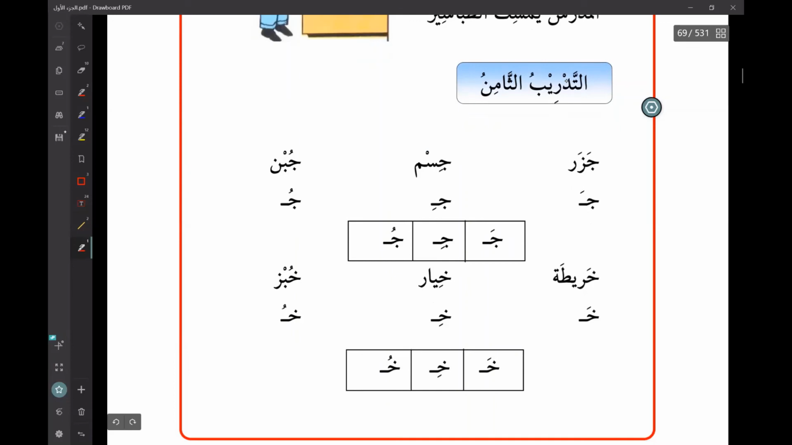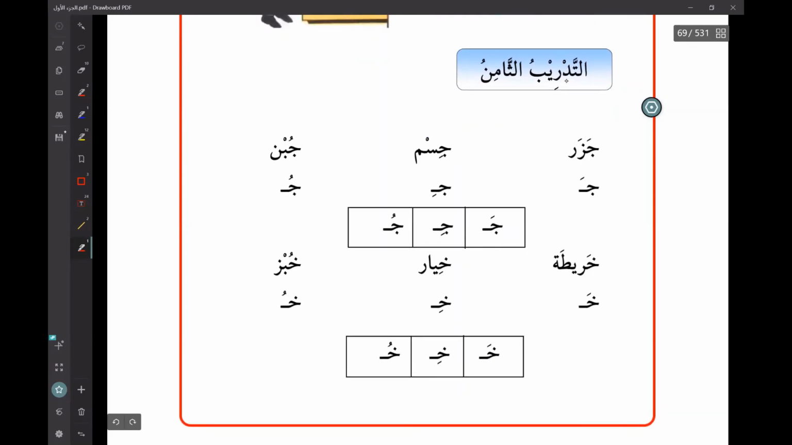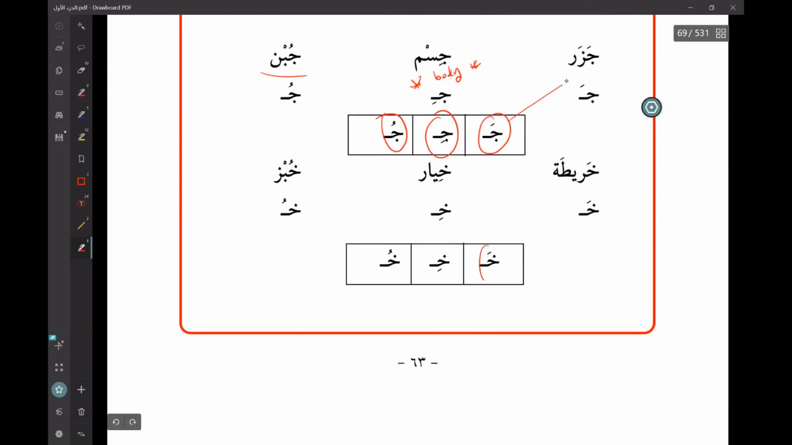Then we have at-tadrib al-thamin, the eighth exercise. Here it's showing you a word starting with fatha for the jim. Jazar, we know what jazar is, carrot, right? Starting with kasra, jism. Jism is body. Did we get this word? Maybe not, but it's a very important word. Then we have a word starting with dhamma, jubn, which is cheese. Now they're showing with kha, kharita. You know what kharita is? Map, right? Khiyar is cucumber, and khubz is bread.